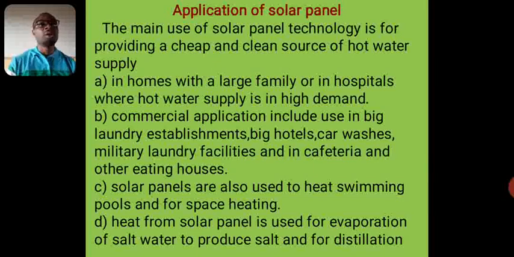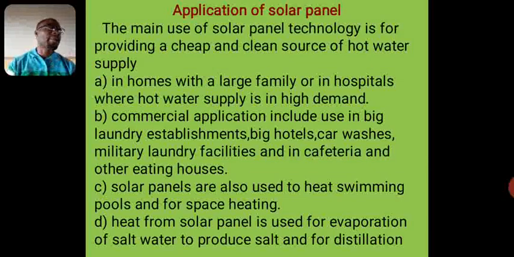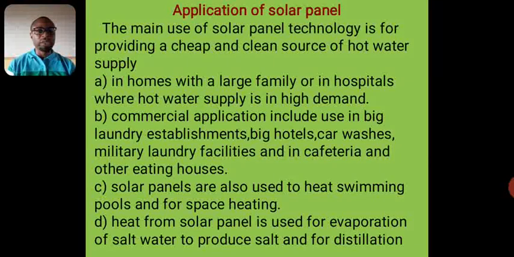Okay, we have the fourth one there. Heat from solar panel is used for evaporation of salt water. Very, very important. Evaporation of salt water to produce salt. If you collect a sample of salt water and concentrate this solar panel, or using the focusing collector, you focus the reflected rays to this salt water. What happens as time goes on? The water will evaporate, and you'll be left with your salt.